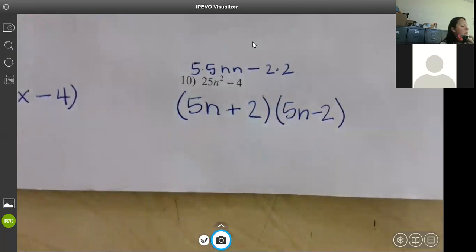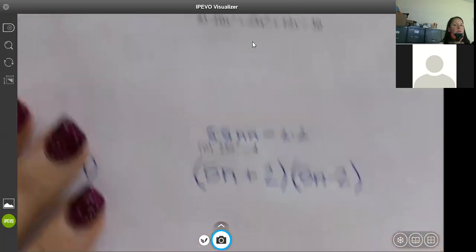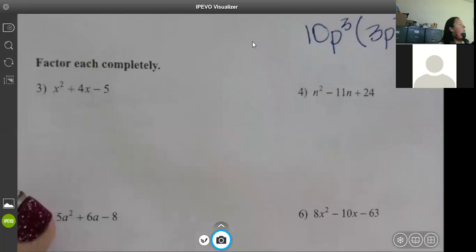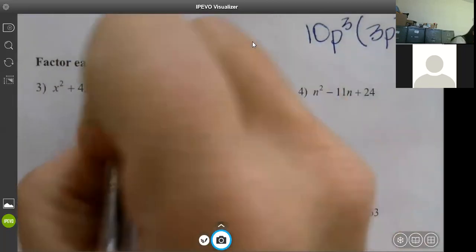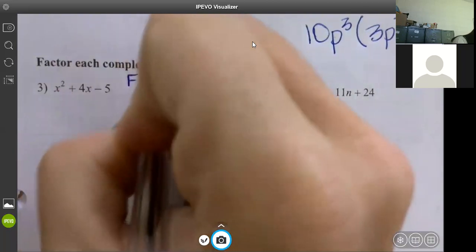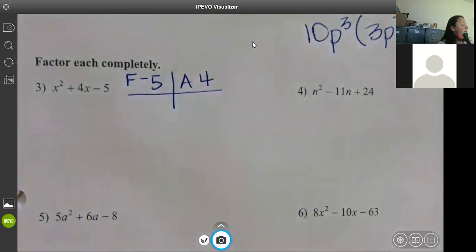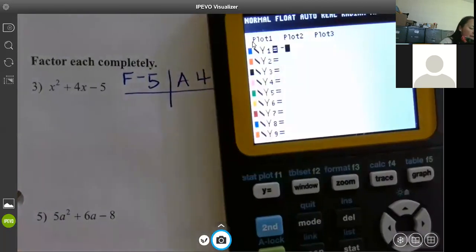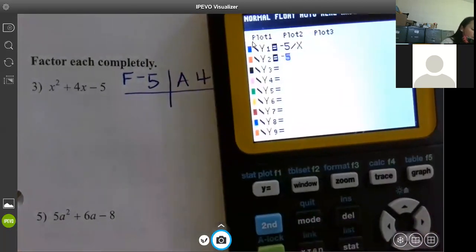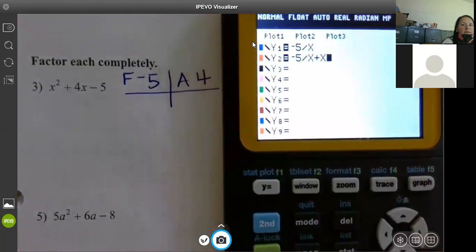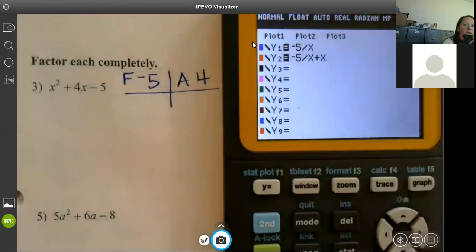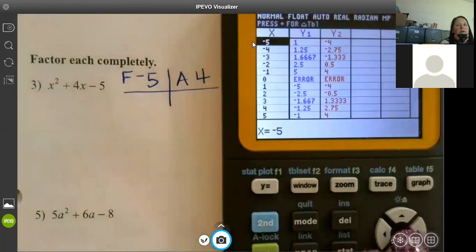Real simple, okay? Now we're going to look for the ones with 3 terms that don't have a number in front. It's just variables. So which ones would those be? 3 and 4, right? So for 3 and 4, all we're doing is finding factors of the last. So factors of -5 that add to 4. So factors of the last that add to the middle. Guys, use your calculators on this. It's fine. We're going to put in -5 divide x, -5 divide x plus x. We're going to look at the table, and we're looking for a red 4. Right there's a red 4.